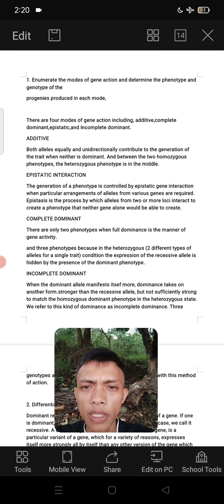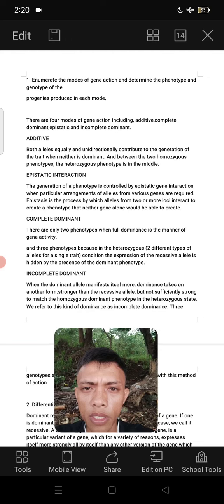Additive. Both alleles equally and unidirectionally contribute to the generation of the trait when neither is dominant. Between the two homozygous phenotypes, the heterozygous phenotype is in the middle.